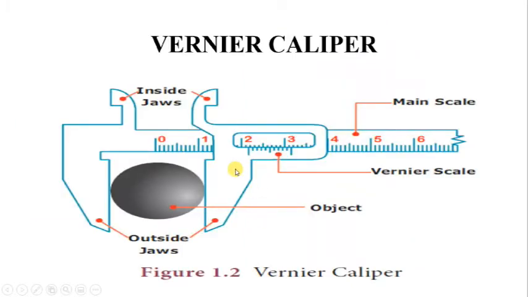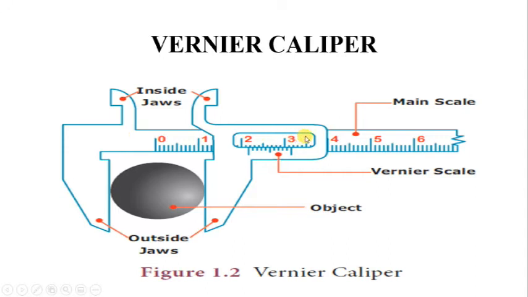So as I said earlier, in this chapter, measurement in 9th standard, we are going to discuss measuring instruments. There are 2 measuring instruments that we are going to discuss. First one is the vernier caliper, and this vernier caliper is used to measure the length or diameter of an object accurately, up to 0.1 millimeter.